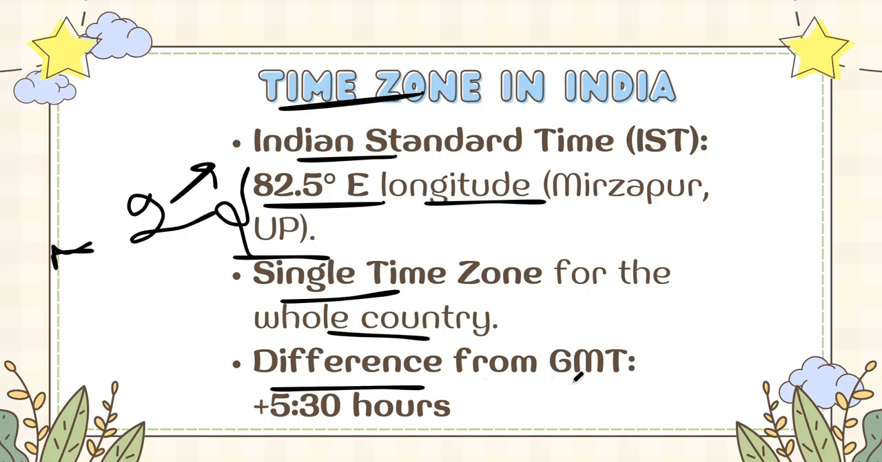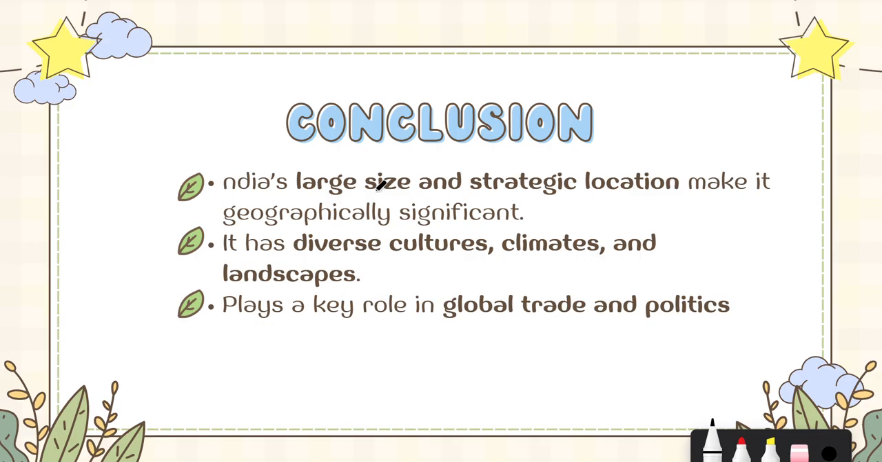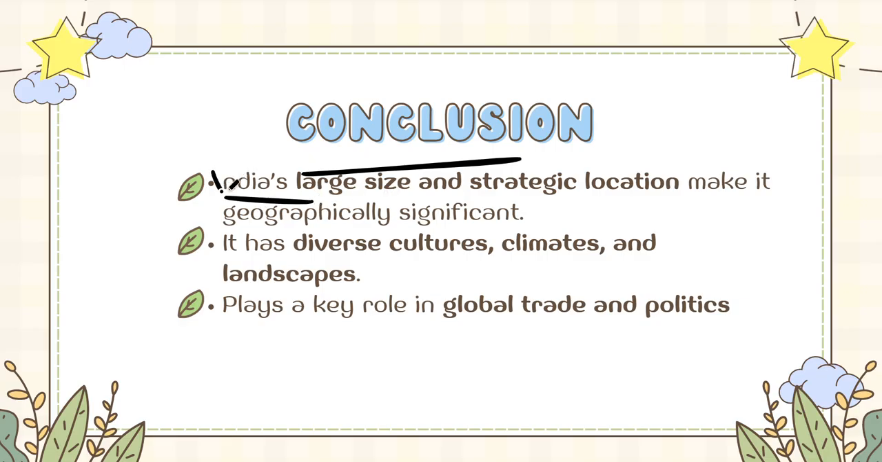Difference from the GMT. GMT means Greenwich Mean Time. Something is there, but we don't need it. It is plus 5 hours. Now the conclusion. So finally, we have come to the conclusion. India's large size and strategic location make it geographically significant.